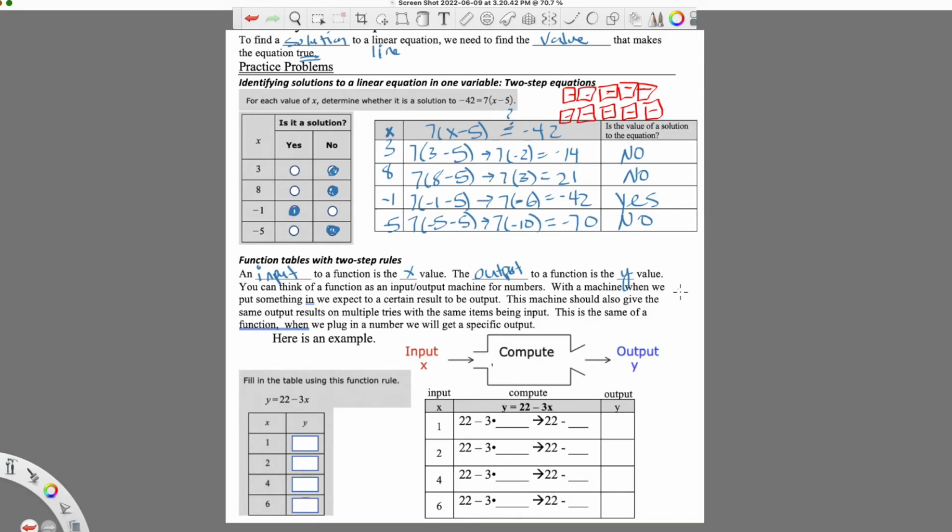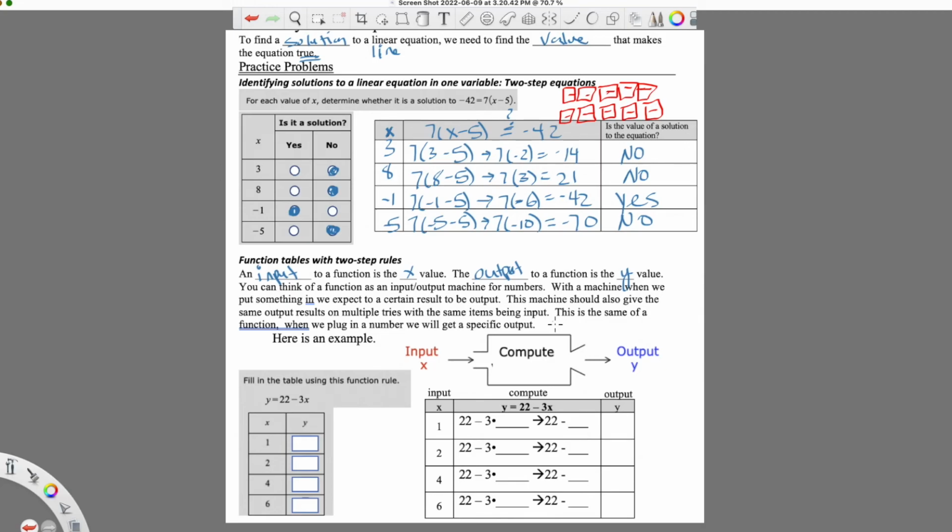So this could be any machine that, you can think of a machine. If I put certain items in to make, like, say, a shoe into some kind of machine, every time I put those same items in, as long as I'm putting them in correctly, I should get the exact same shoe out, right? If we had this magic shoe creating machine. So it should always give us the same output results on multiple tries with the same items being put in. So this is the same idea of a function. When we plug in a number, we should get a very specific output every time for that number. But we should get a different output for different numbers, right?